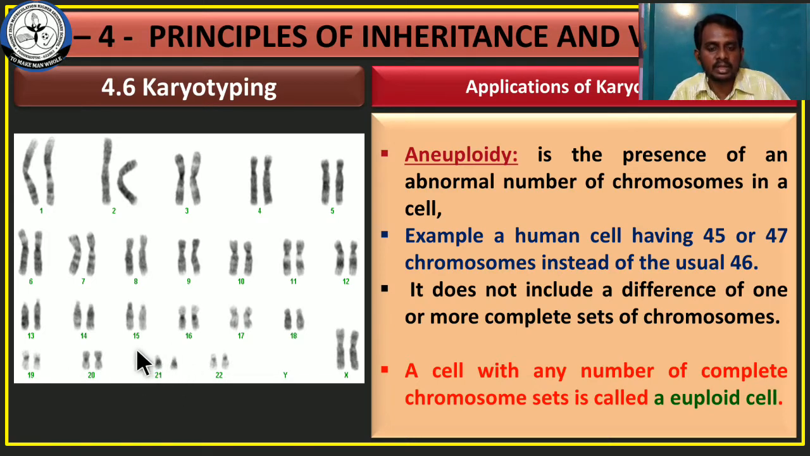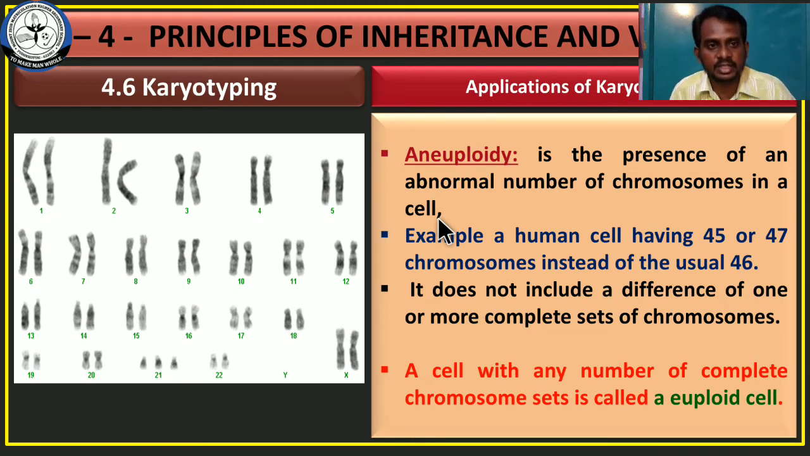Here there is one excess chromosome also present in pair number 21. The excess of chromosome is present, and that condition is called aneuploidy. It is the presence of an abnormal number of chromosomes in a cell. This definition is not given in your textbook.